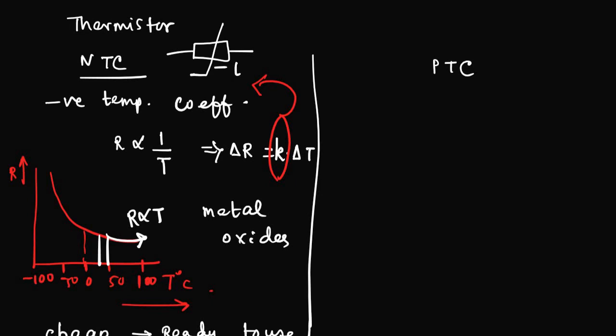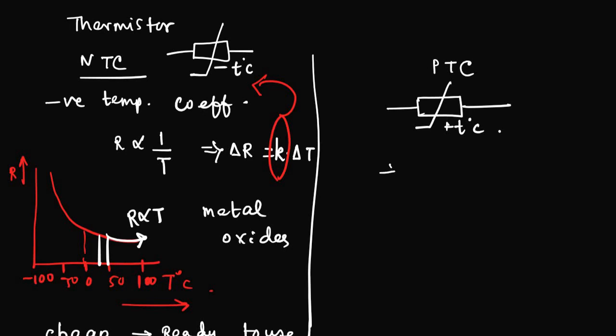With written minus T degree Celsius. This would be the noted symbol for an NTC thermistor. So what would be a PTC thermistor? For the PTC thermistor, the symbol would be like this, same as any resistor, but it will be written as plus T degree Celsius. Okay, this is for positive temperature coefficient.